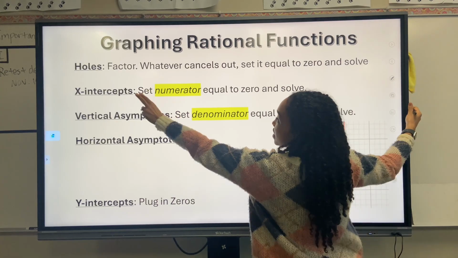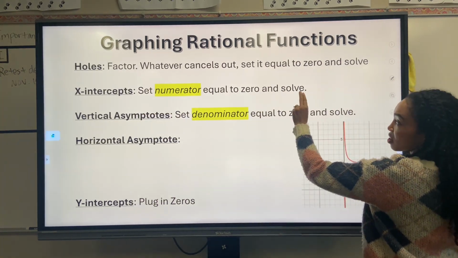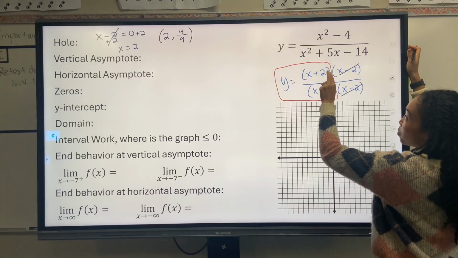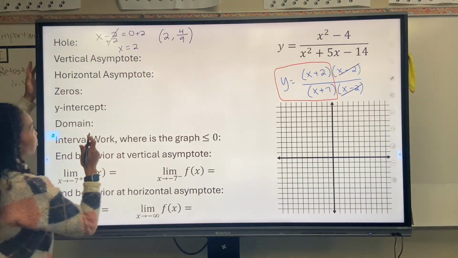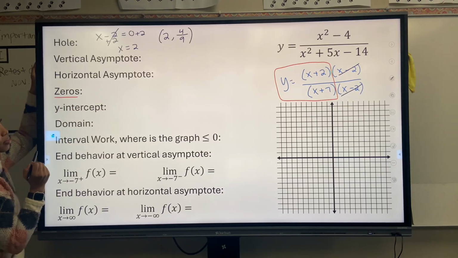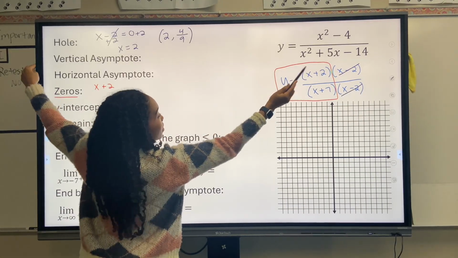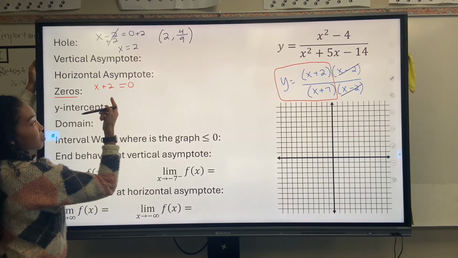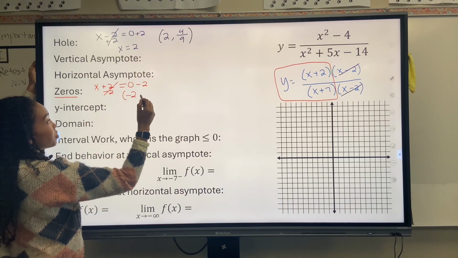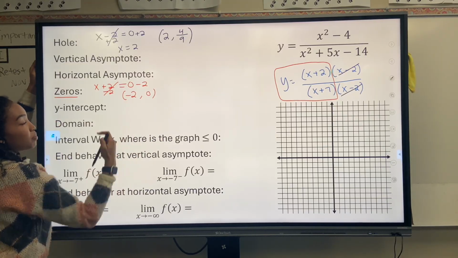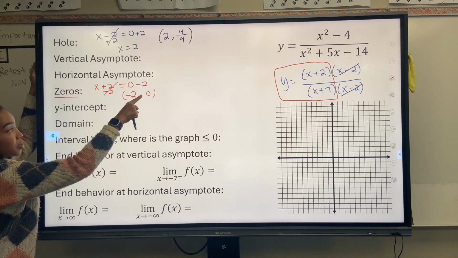To find the x-intercepts, you're going to set the numerator equal to 0 and solve. So this is your numerator, x plus 2. Another word for x-intercept is zeros. So set x plus 2, that is your numerator, equal to 0 and solve. So you would subtract 2 from both sides and you get negative 2. And the x-intercept is a point. So you have negative 2, 0.